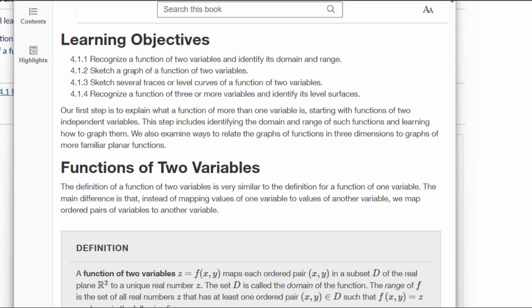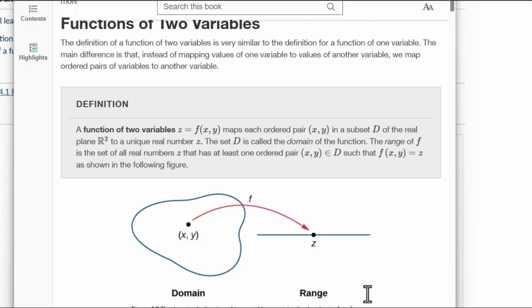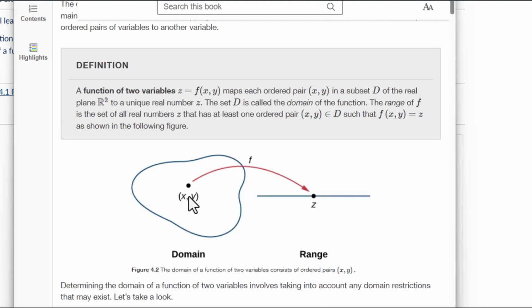The variables are thought of as being independent variables. We typically call them the x variable and the y variable. You can choose a value for one independent of the other. The numbers that you're allowed to plug in for x and y are called the domain, and that's usually a subset of the xy plane. So some sort of blob like this.